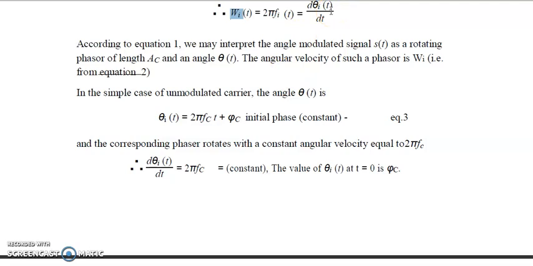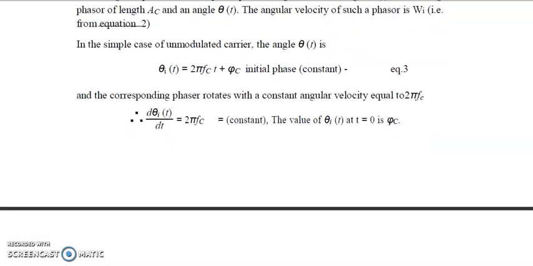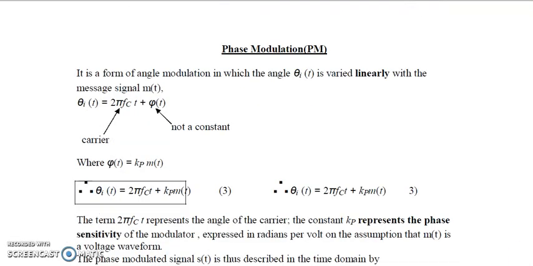Now we are talking about the unmodulated carrier. This was the general formula, but now we are concentrating on the unmodulated carrier. So till now I have given the general idea of a carrier signal and its instantaneous frequency, its instantaneous angular velocity and its instantaneous phase angle. Now we come to modulation.